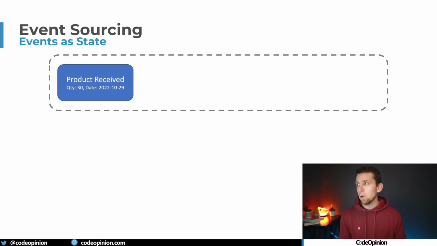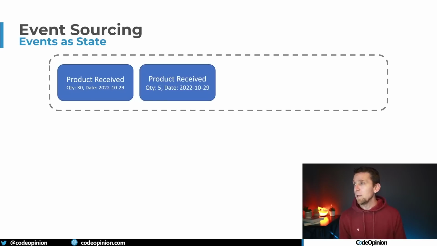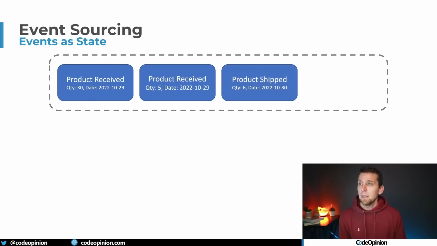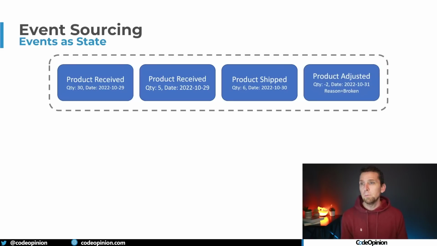So instead of recording current state, we're persisting events: that we had product received, that we had another product received event, that we shipped some products, so we're reducing quantity, and that we did a product adjustment based on a stock count, so we also had to reduce our quantity. We ended up in the exact same place. We have all these different events that can get us to current state, but this is a very different way of persisting state.